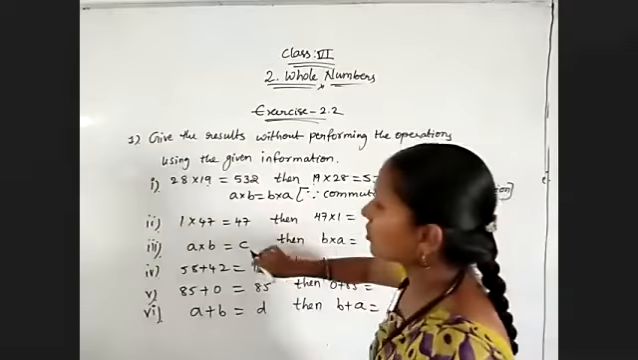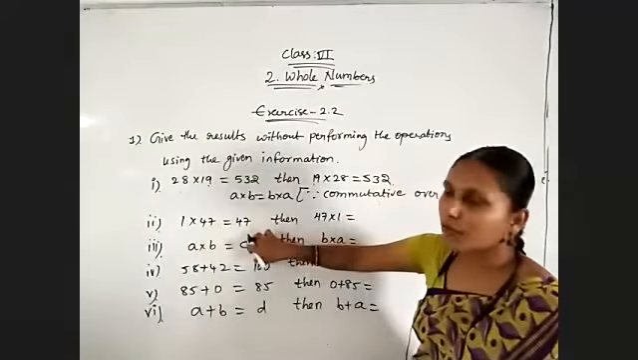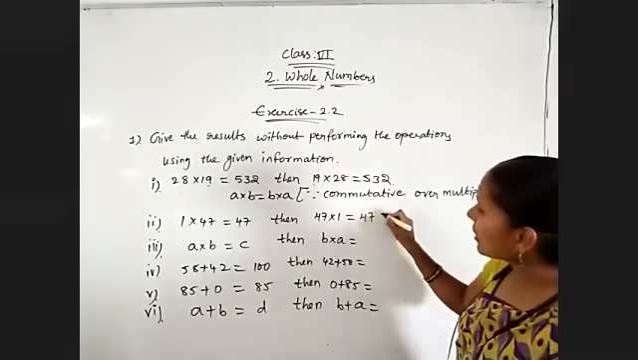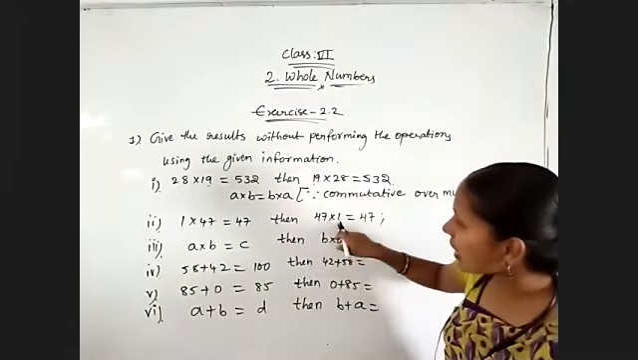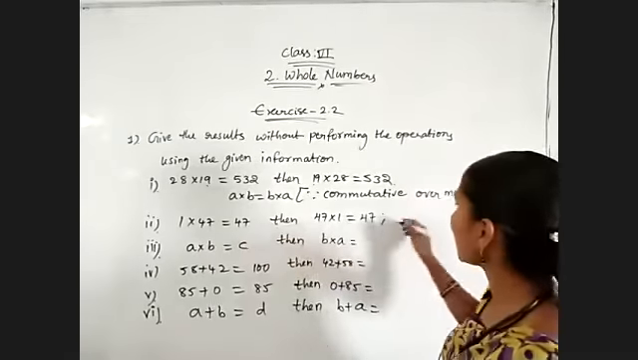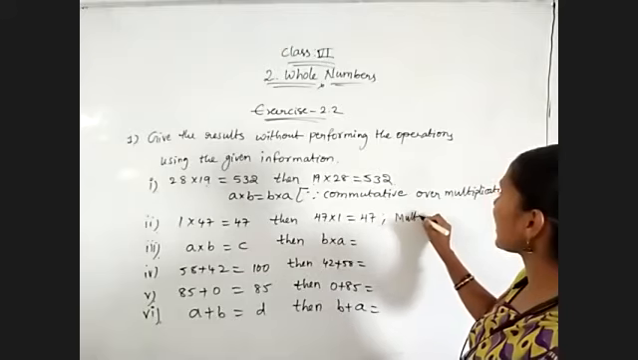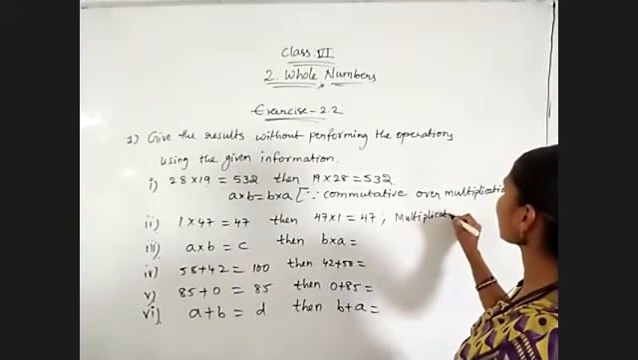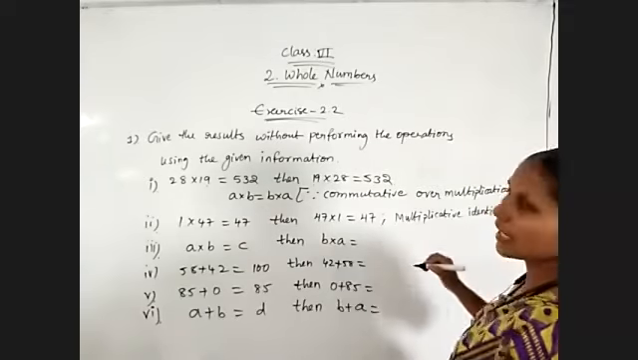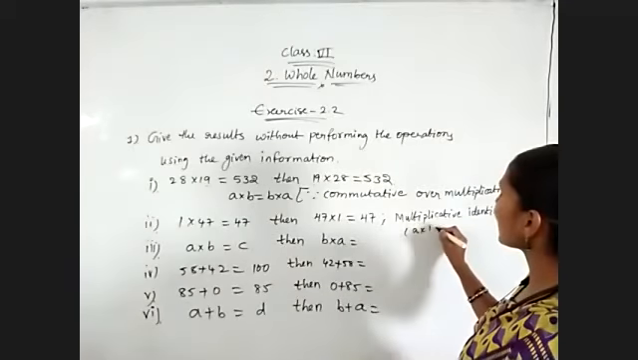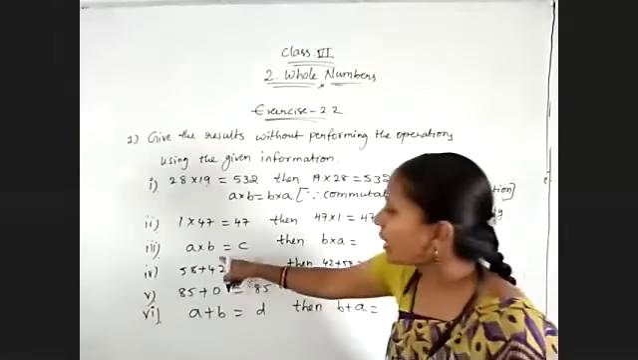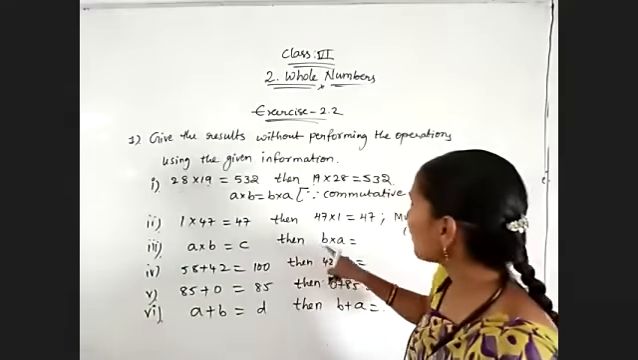Now coming to the second question, 1 into 47 is equal to 47, then 47 into 1 is also 47. But just observe here which property. 1 is the multiplicative identity because we are getting the same number as the result. Because multiplication we have used, so multiplicative identity, that is a into 1 is equal to 1 into a is equal to a only.